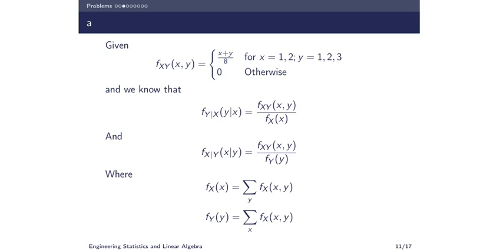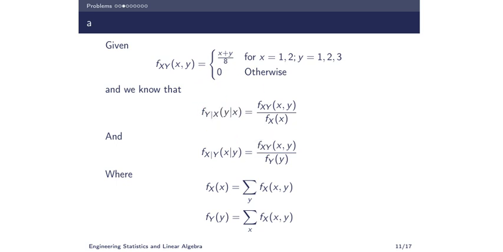So we have given f_XY(x, y) is (x + y)/8. Now what we have to find is f(y given x) as well as f(x given y). Both we have to find. It is not explicitly mentioned, so we have to find both the cases.